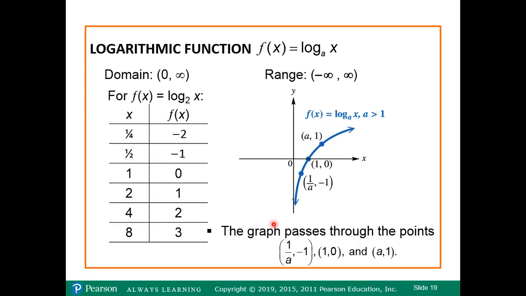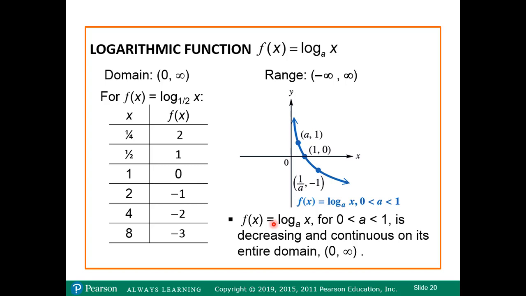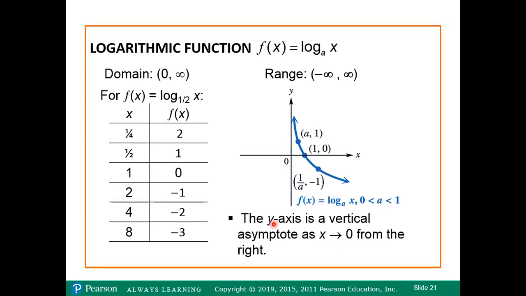Hold on a second. Yeah, okay, just want to make sure that there wasn't a typo. Okay, and the vertical asymptote as x approaches 0 from the right. So as x approaches 0, it goes closer and closer to the y-axis.